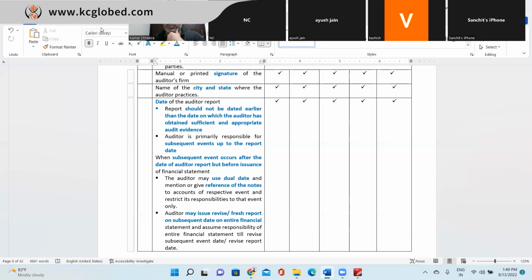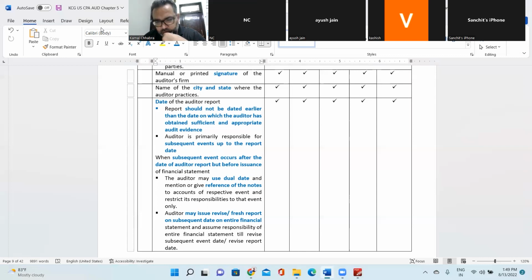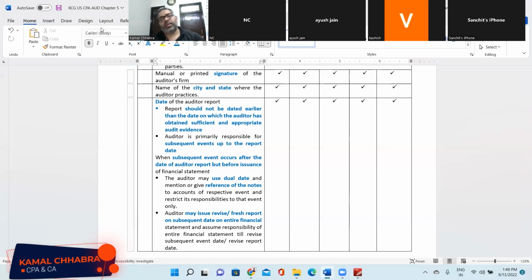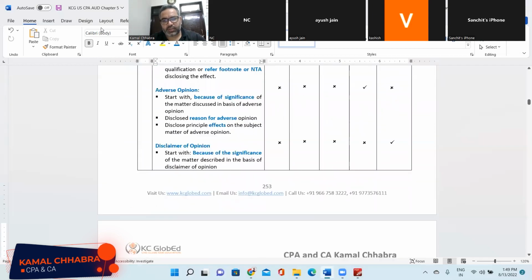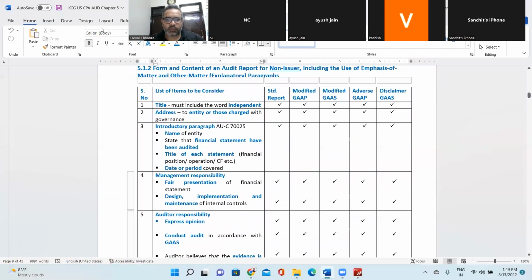Right. Kashish, you are saying something? Sir, if all the changes have been made in the second attempt, will all those things be mentioned in the notes in a particular section, or will we have to give another report for the same? No, it needs to be mentioned in the notes to accounts. Otherwise, if they are not following GAAP, then you'll be qualifying the report. Okay. Right.